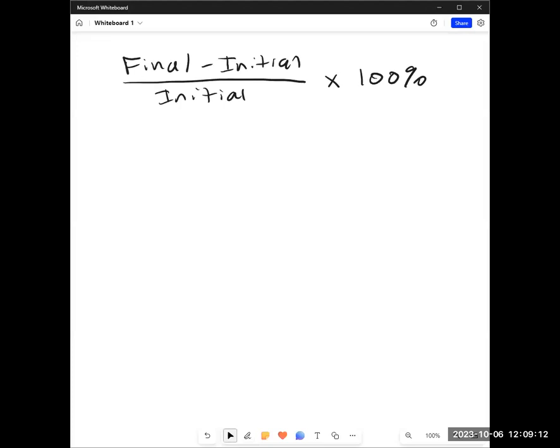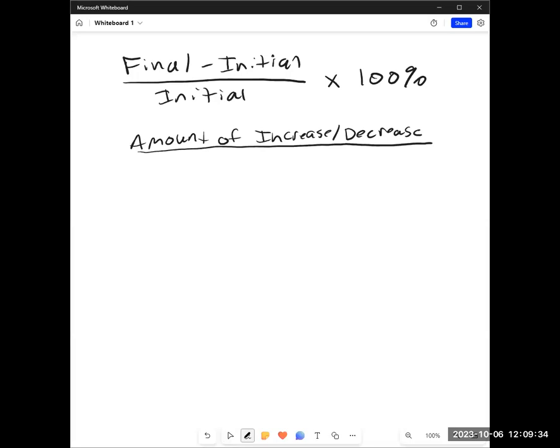So we find the amount of increase, which is the final minus the initial. And they're going to call it amount of increase or decrease, divided by the original amount. That's another way to look at the formula.